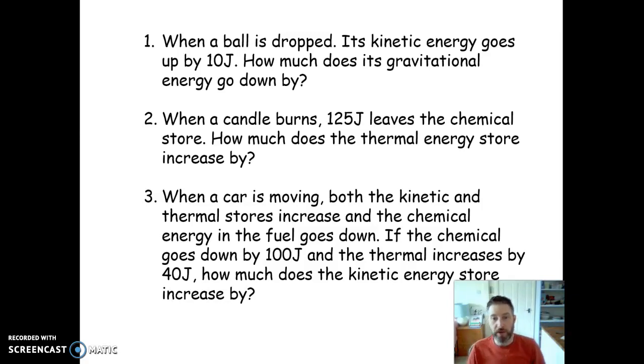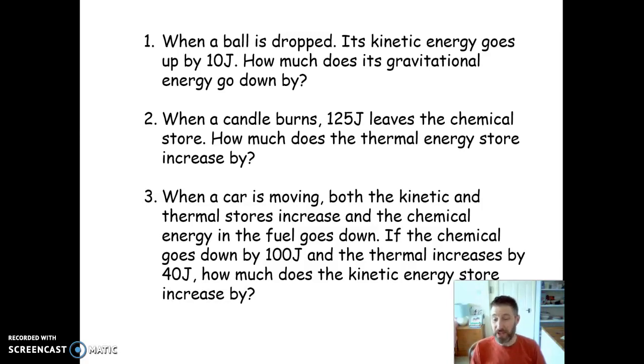So, when a car is moving, both the kinetic and thermal stores increase and the chemical energy in the fuel goes down. So if the chemical goes down by 100 joules and the thermal increases by 40 joules, how much does the kinetic energy store increase by? Okay, so thinking about that in terms of maths, I've got 100 joules of chemical energy on one side, and I should have 100 joules of energy on the other side. If 40 joules of that is thermal, then the other 60 joules must be kinetic energy.